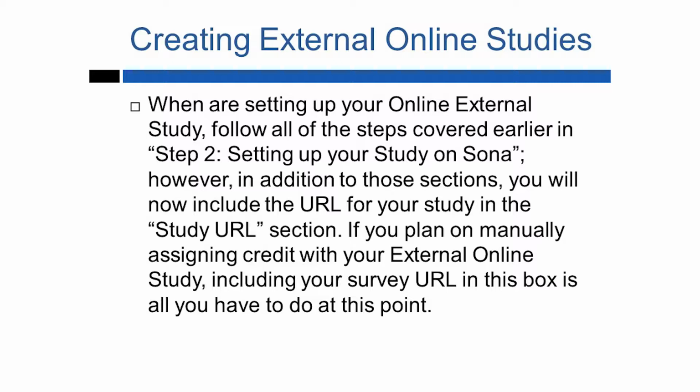So what you will be doing is on the study URL in Add a Study on Sona, you will take the link that identifies your Qualtrics survey and enter that into Sona. That tells Sona where to jump, shall we say, to the online study. If you are going to be granting credit to your students that are the participants manually, that is all you need to do to create an external online study.